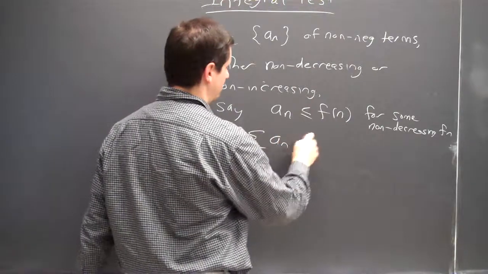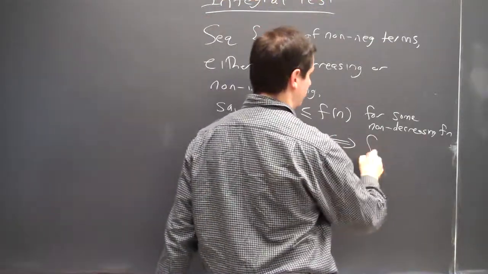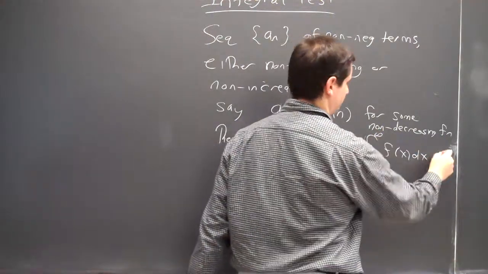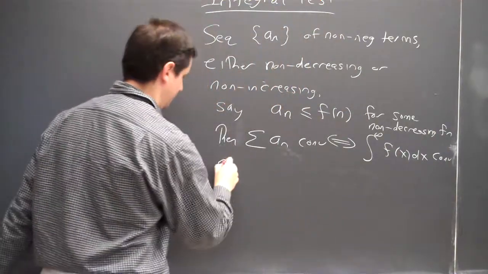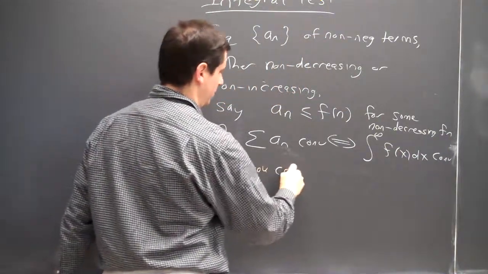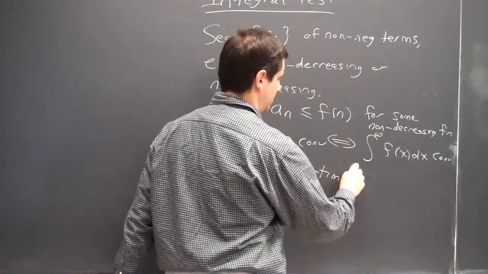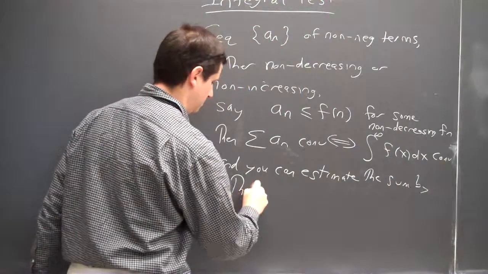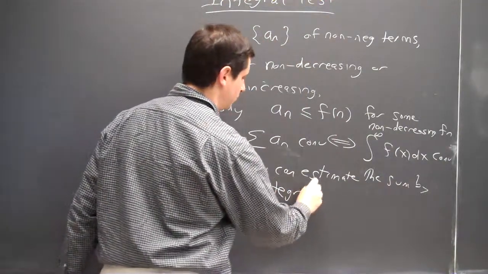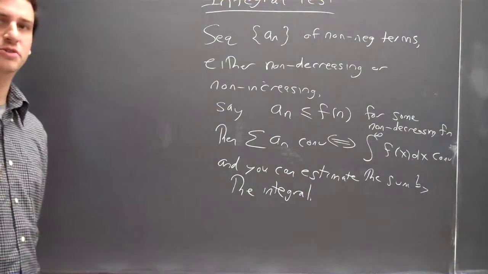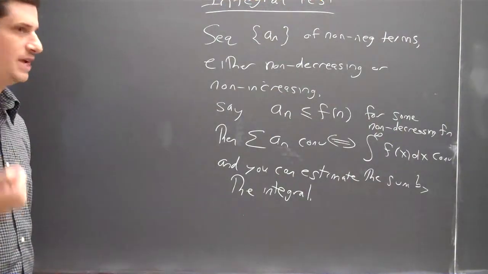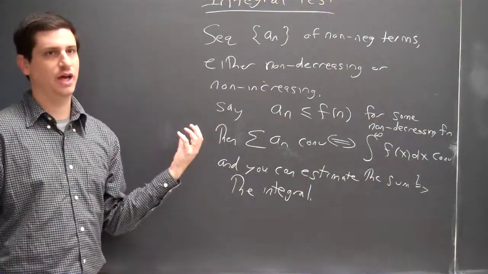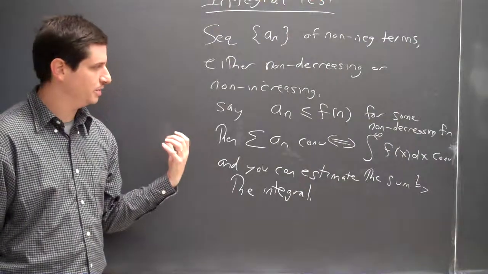Then the sum of a_n converges if and only if the integral of f(x) dx converges. And you can estimate the sum by the integral. So I'm not going to prove the integral test. I'm going to basically just go through the integral test for the special case of Stirling's formula for n factorial. And it'll be a pretty good approximation. And we'll talk about how we could have made it a better approximation.